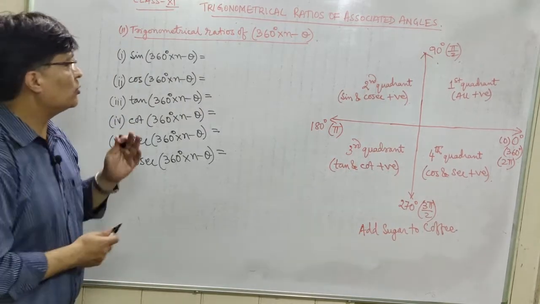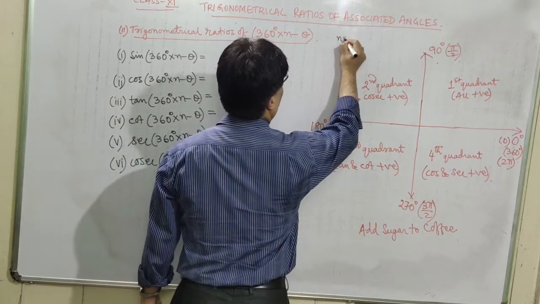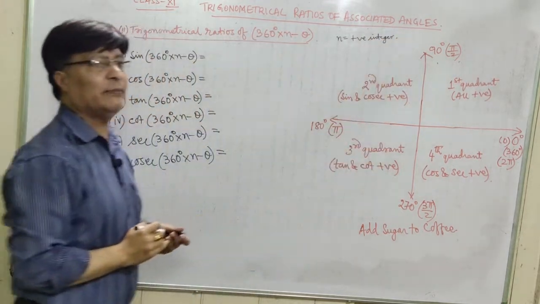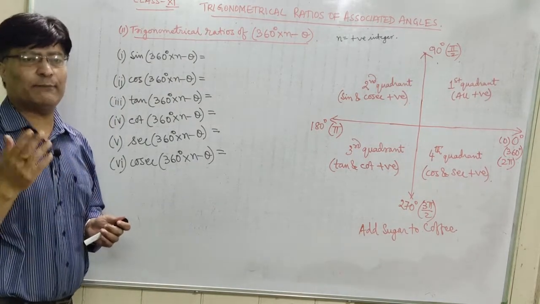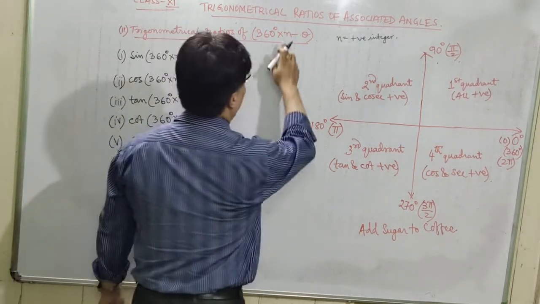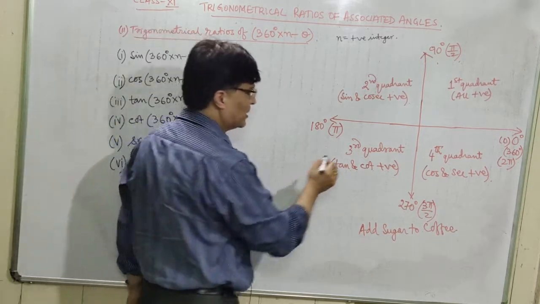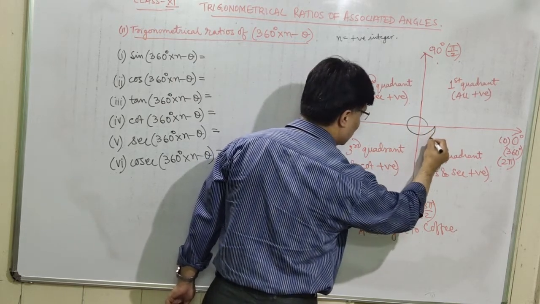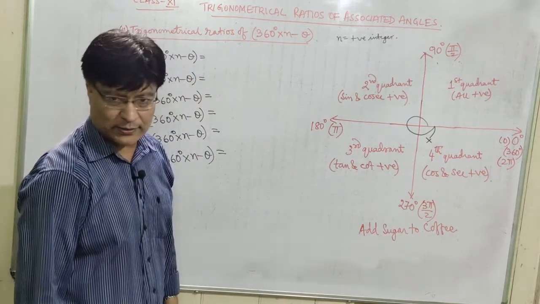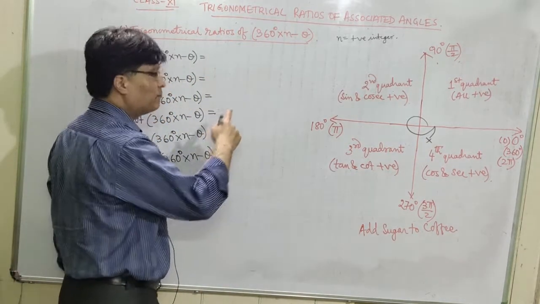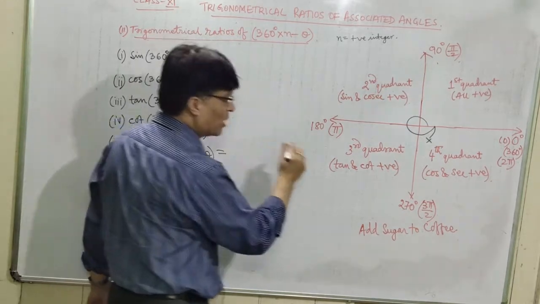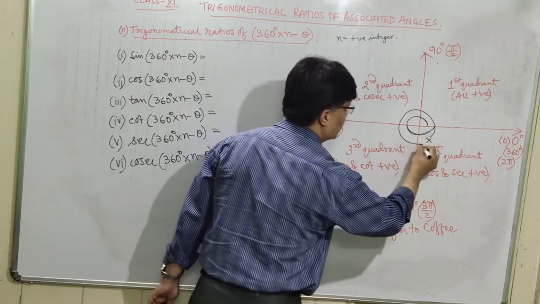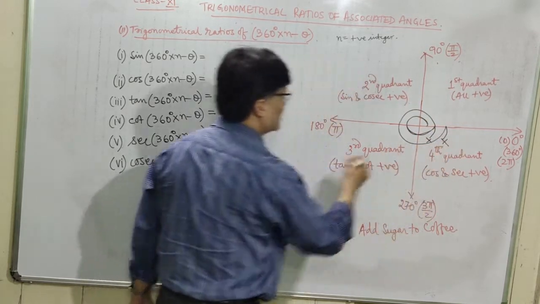So 360 degree into n, where n is any positive integer. I told you about this one. So n may be 1, 2, 3, 5, 6 and so on. If you put n equal to 1, it will be 360 into 1, that is 1 round, and minus theta. Now minus theta comes out here. That means it lies in the fourth quadrant. Is that clear? Similarly, 360 degree into 2 round. So 360 into 1 round, 360 into 2 round, then minus theta always lies in the fourth quadrant.